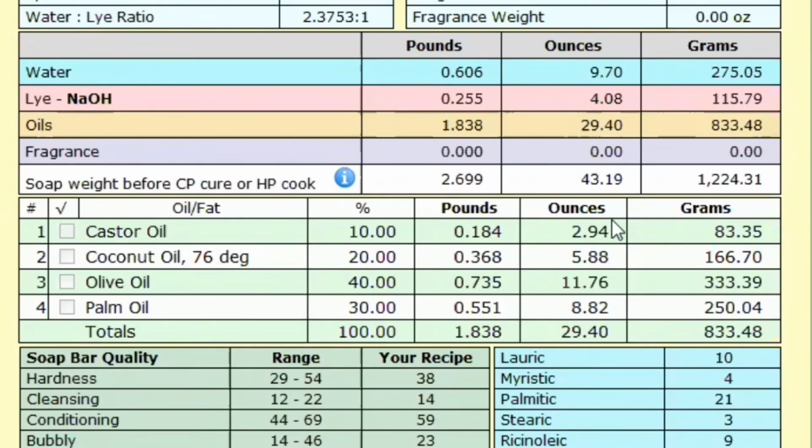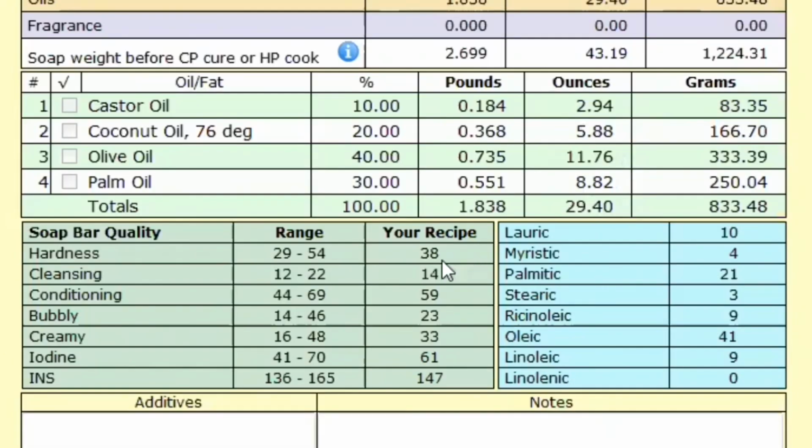Down here, we now have the total ounces or grams of oils that you need to add of each oil, and this makes it so much easier. This last part shows you the quality of your final soap. It is just an estimation, so some of these figures may not be a true reflection of what the soap will actually come out as.